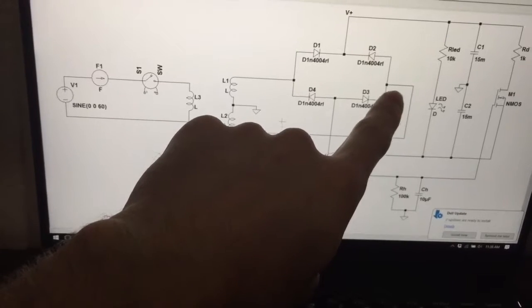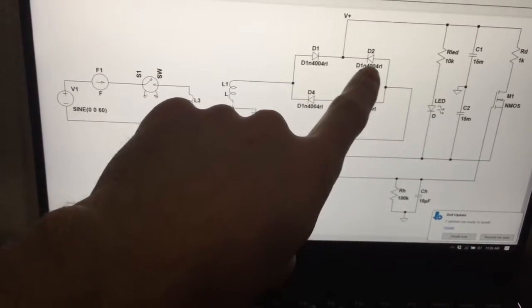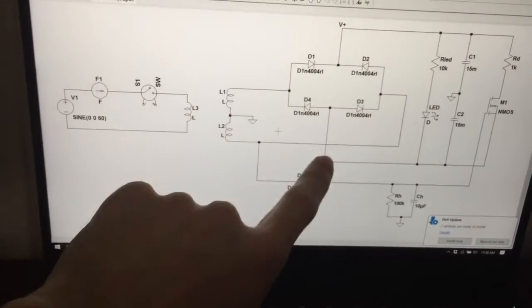Same for this inverting portion of the input. Positive portions will go up to this V positive node and negative to this V negative node.